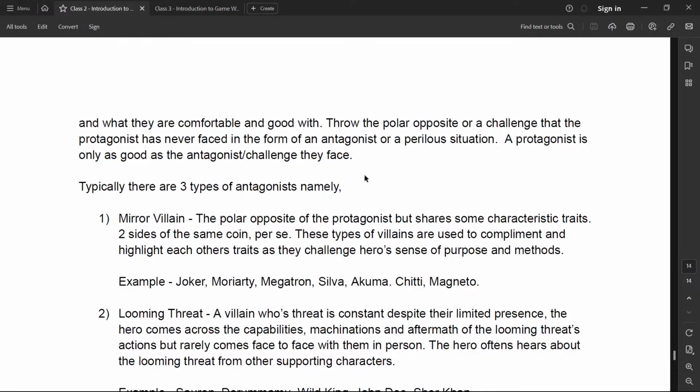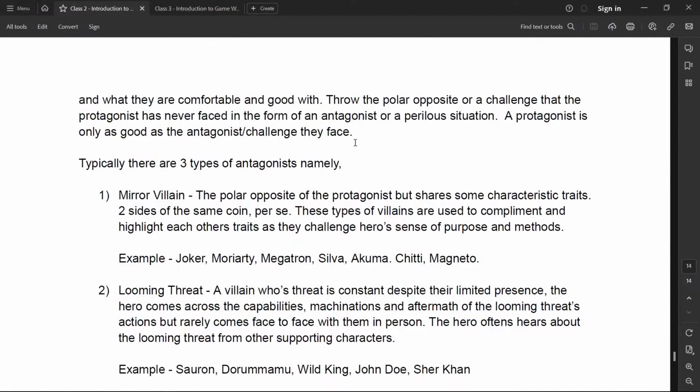So basically, there are three types of antagonists. One would be the mirror villain. As I said, you have the Joker, Moriarty, Megatron, Silva, Akuma, Chitti Robo, Magneto. They are the polar opposite of the protagonist, but they share some characteristic traits. They're two sides of the same coin. These kinds of villains complement and highlight each other's traits as they challenge a hero's sense of purpose and methods.